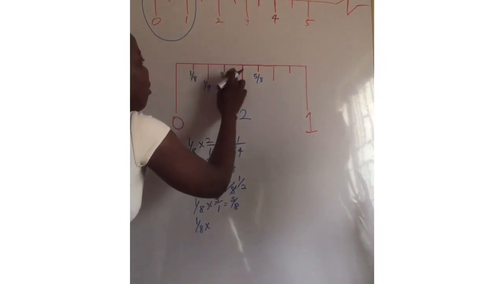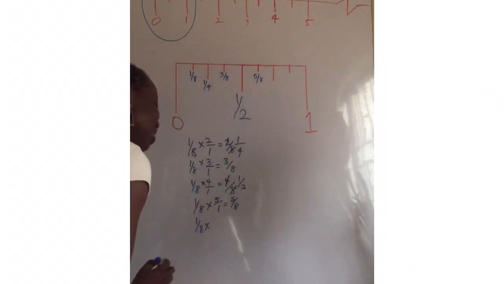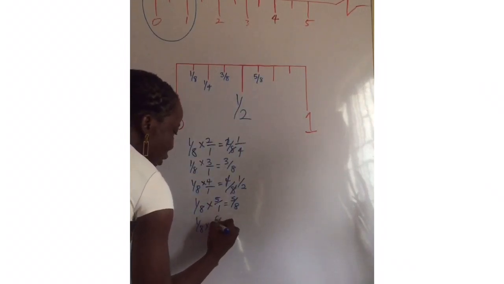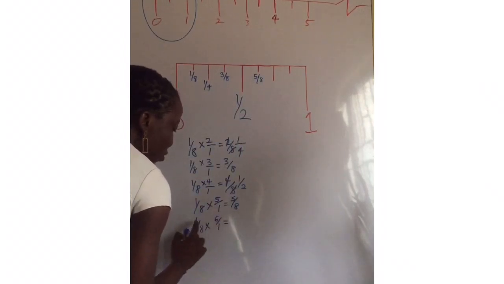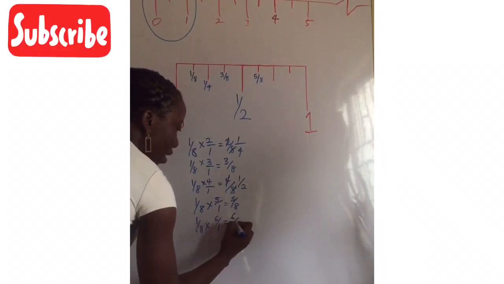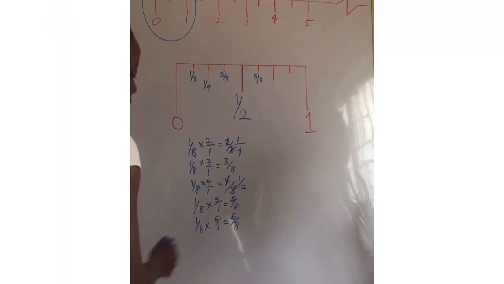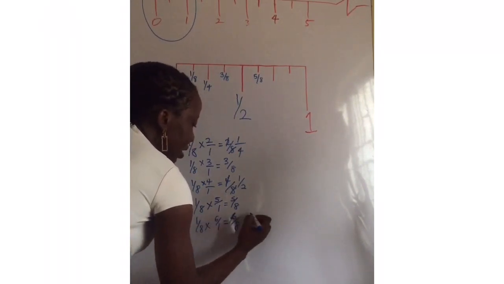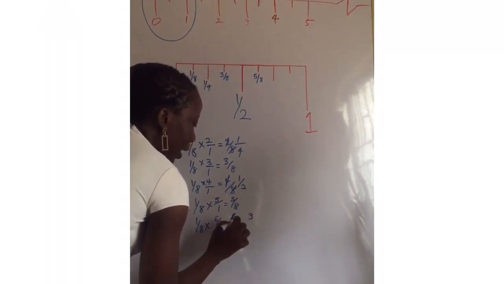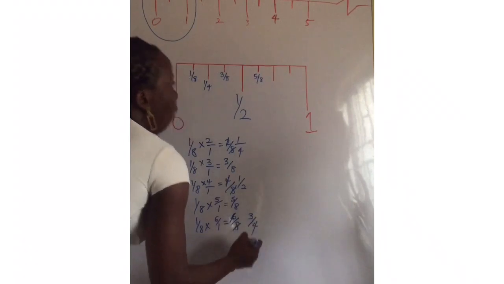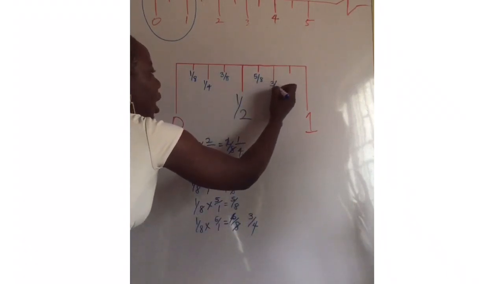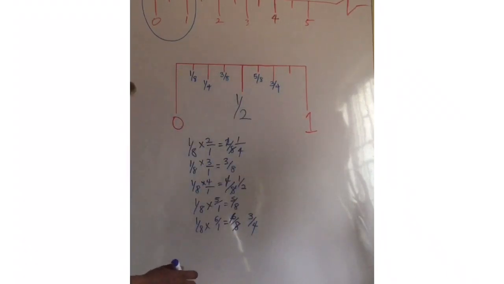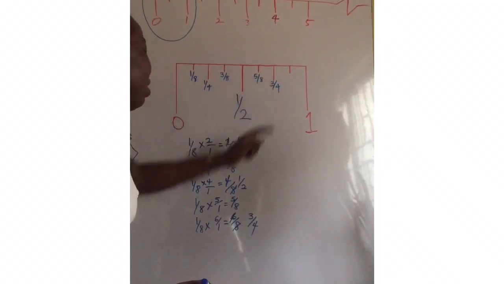1, 2, 3, 4, 5, 6. You go to the sixth one, times 6/1. That gives you 1 times 6, 6/8. Now they have 2 in common. 2 in 6 is 3. 2 in 8 is 4. That's 3/4 of an inch. So when you hear 3/4 of an inch, this is what they mean.